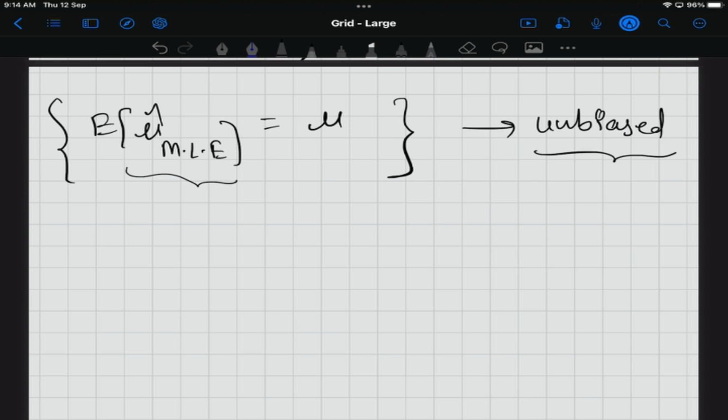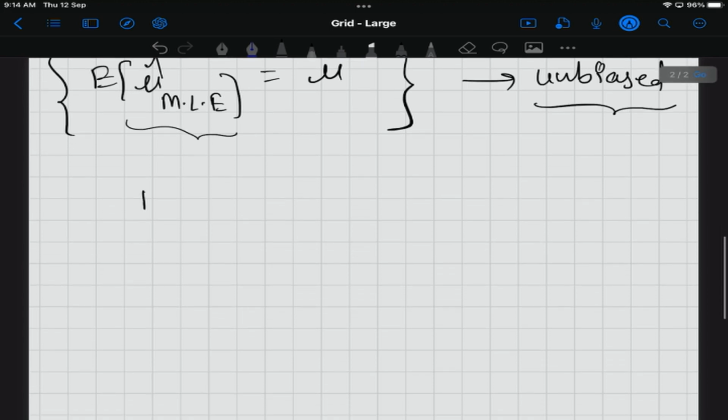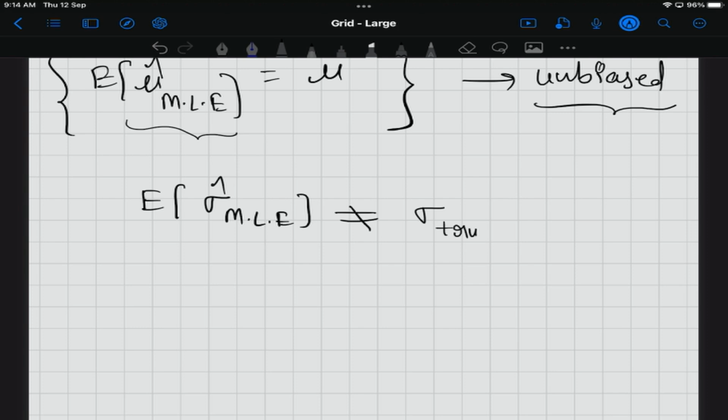So if you are taking expectation over all mu's and it is equal to the true mean, then this is an unbiased estimate. Okay, so now I am saying that your variance is biased. You have seen this already? In data science 3 you have seen this already? No.